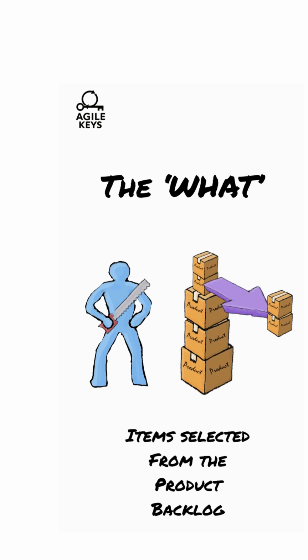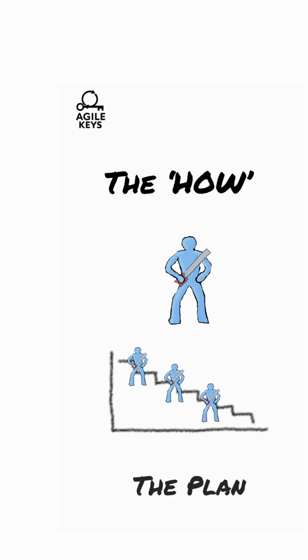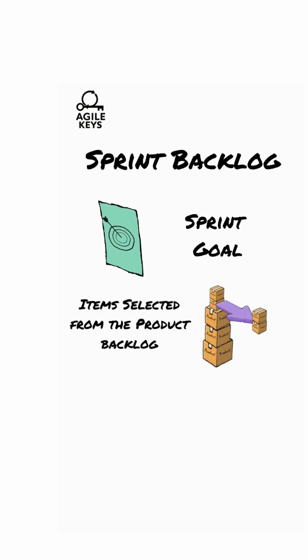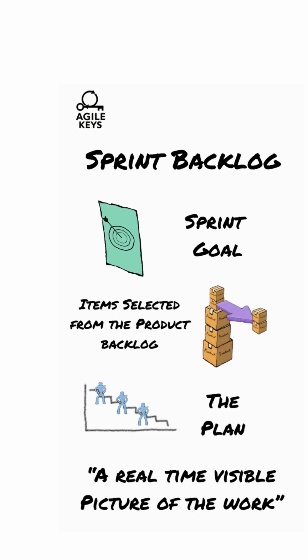Now we come to the what part of sprint planning, and the developers, and only the developers, will select product backlog items which can be built into increments which will satisfy the sprint goal. Finally, in the how section of sprint planning, the developers create a plan of how they're going to build these increments. The output of sprint planning is the sprint backlog, the combination of the sprint goal, the items selected from the product backlog, the plan of how to build them into increments. This is a real-time visual picture of the work.